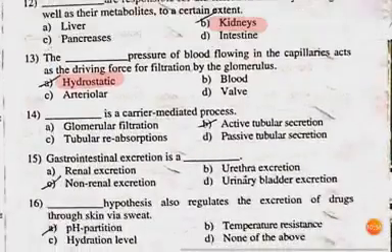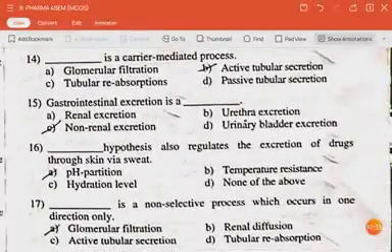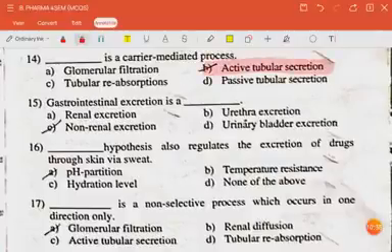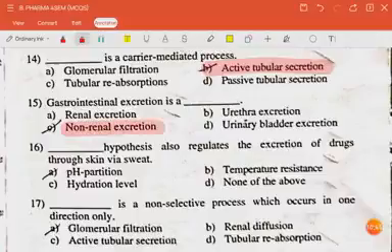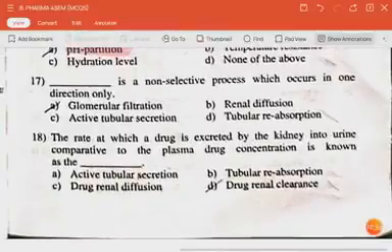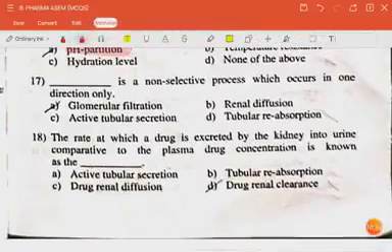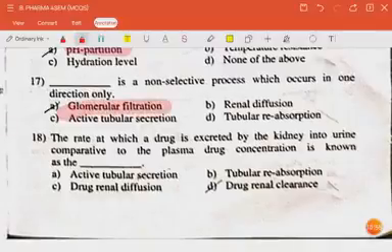The next question is, dash is a carrier mediated process. The answer is active tubular secretion. The next question is, gastrointestinal excretion is a non-renal excretion. The next question is, dash hypothesis also regulates the excretion of drugs through skin via sweat. The answer is pH partition. The next question is, dash is a non-selective process which occurs in one direction only. The answer is glomerular filtration. The next question is, the rate at which a drug is excreted by the kidney into urine relative to the plasma drug concentration is known as the drug renal clearance.